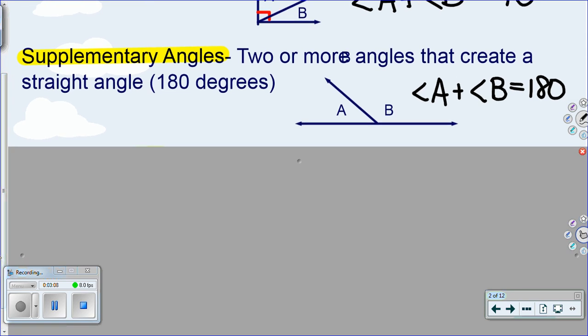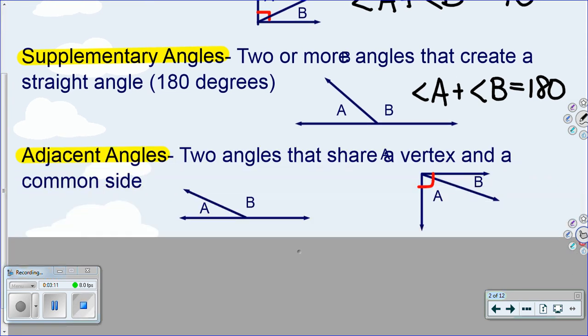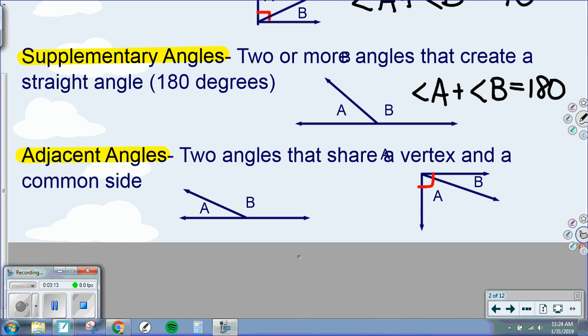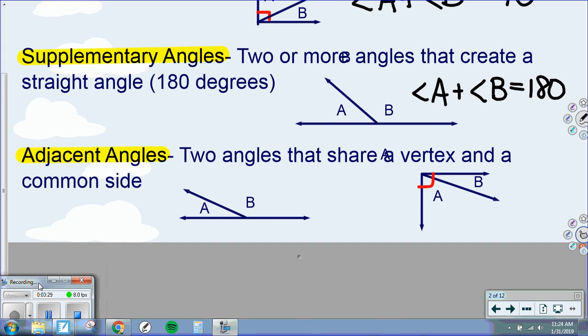Alright, so the next word we'd like to talk about is the word adjacent. Adjacent angles. Adjacent really just means next to. Corey is adjacent to Kayla. Mateo is adjacent to Mohammed. When you refer to it with angles, you talk about 2 angles that share a vertex and a common side.